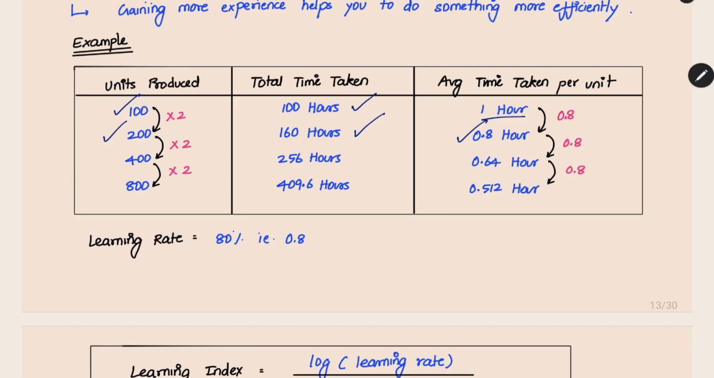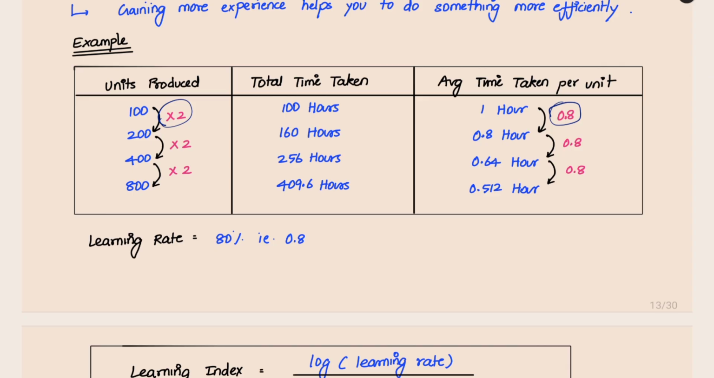How did it reduce? Because you gained experience and you came to know the intricacies of the work. You are able to do the work more efficiently and properly. This is the effect of the experience curve. Now, when you are doubling the units, the average time taken per unit is reduced by 20%. Earlier we had 1 hour. Now we are getting only 0.8 hour. 20% of the time is reducing when you double the units. This is the basic calculation which you have to do to find out the experience curve.